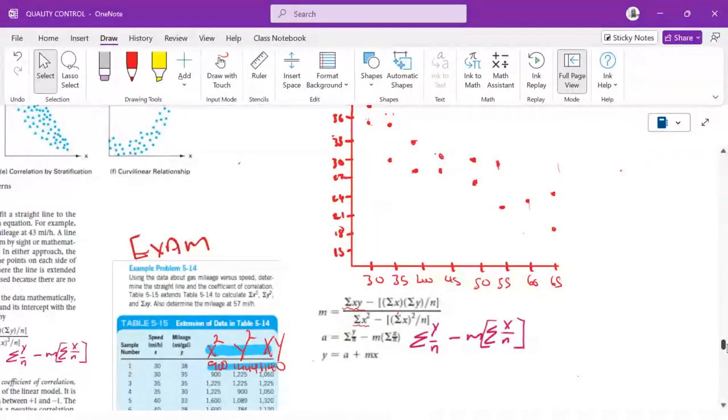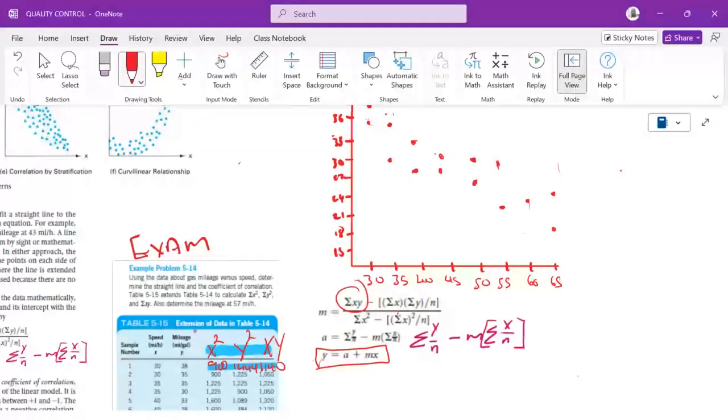If we are looking at this formula, this is your formula for a straight line, right? Then you are looking now for M and then for A. So these are the formulas for the two. But in order to get this, you need to come to the table of X and Y, your speed and your mileage.